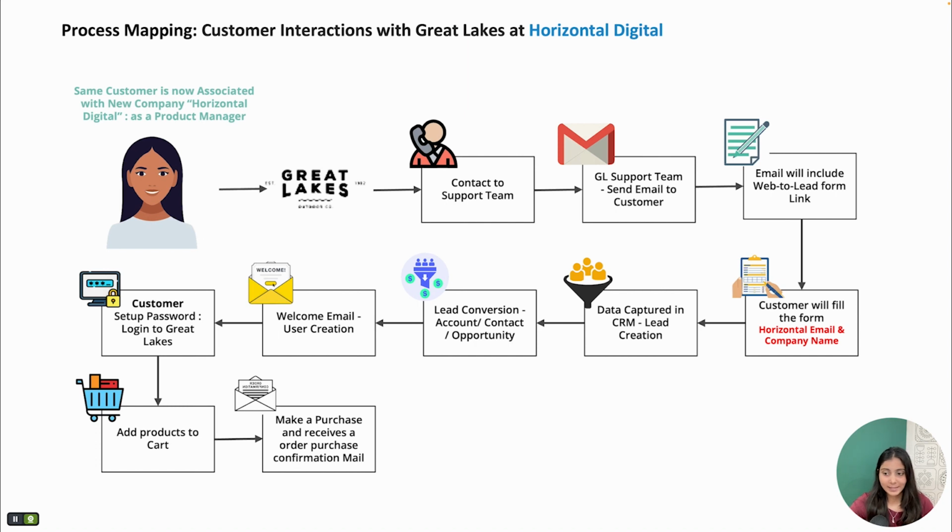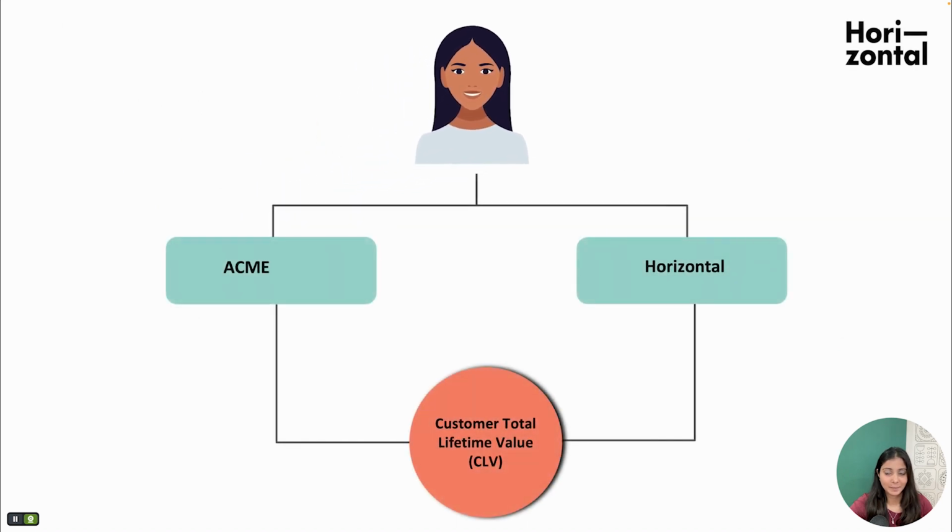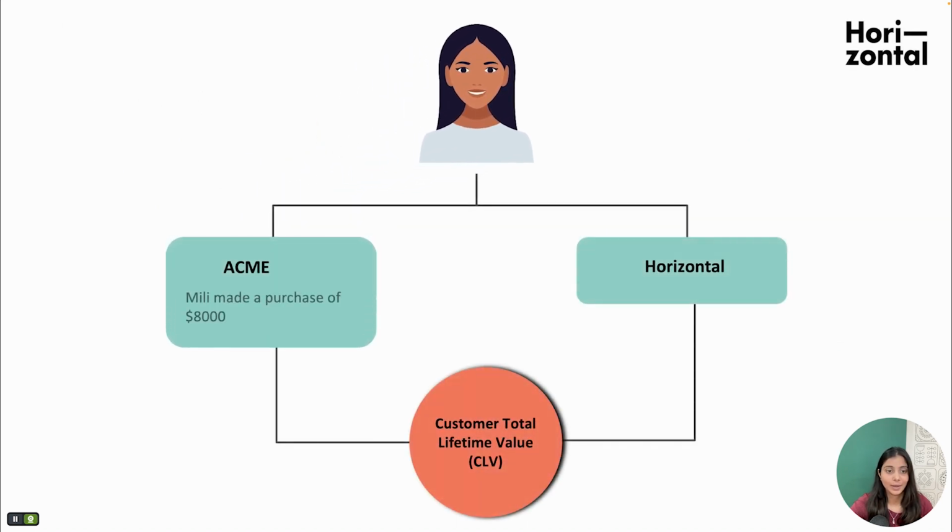Now let's say Millie made a total purchase of $8,000 being with Acme, and a total purchase of $2,000 being with Horizontal Digital.